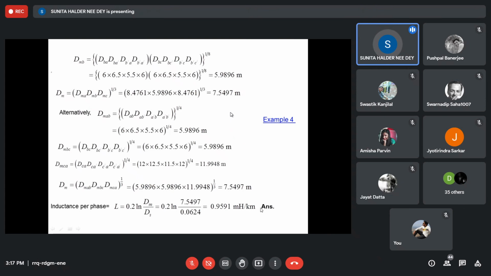Now, if it is asked to find the inductance for a 100 km length of the line, then obviously it will be 0.9591 millihenry per phase, and kilometer will not be there. So in this way, you answer according to the problem given.